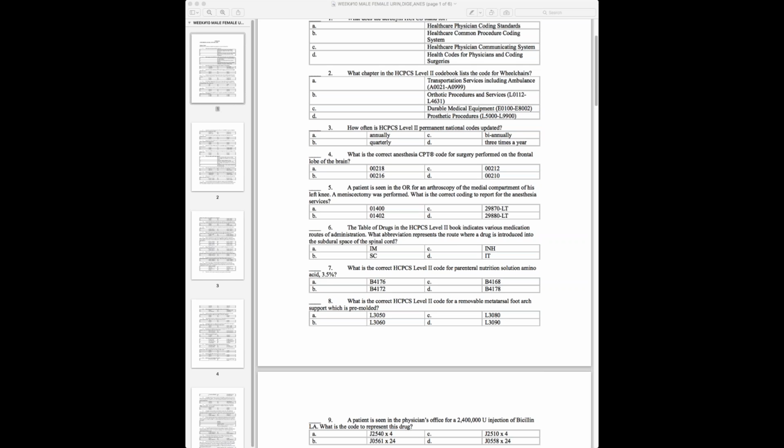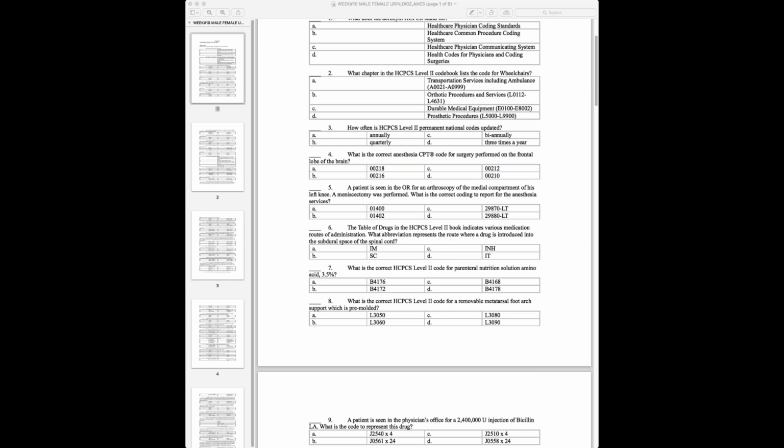Number 20, the correct code for a 30-year-old obese patient with a body mass index of 32.5. Okay, so they're just obese. It doesn't say morbidly obese, so you can't choose E66.01. The correct answer for number 20 is A as in apple. A as in apple for number 20.